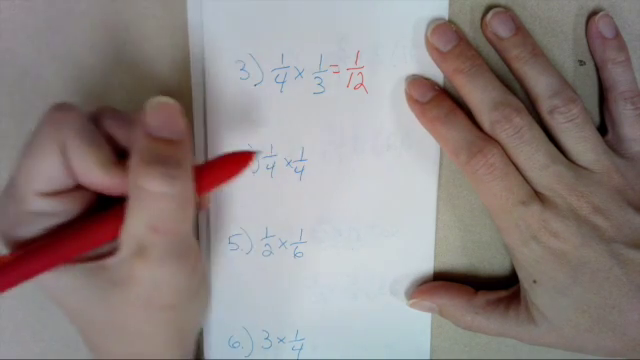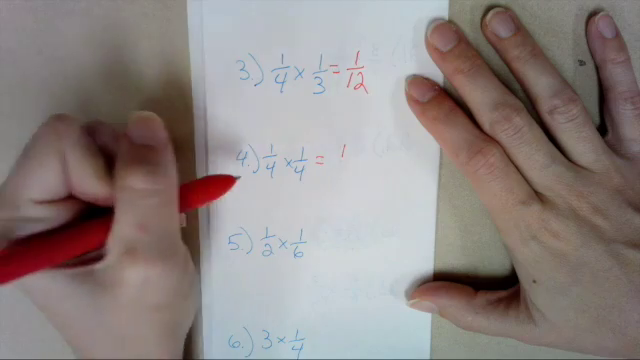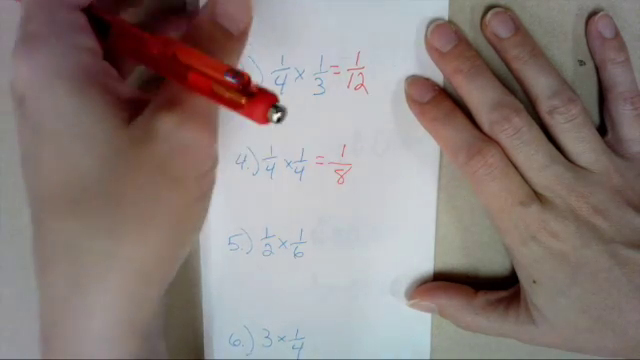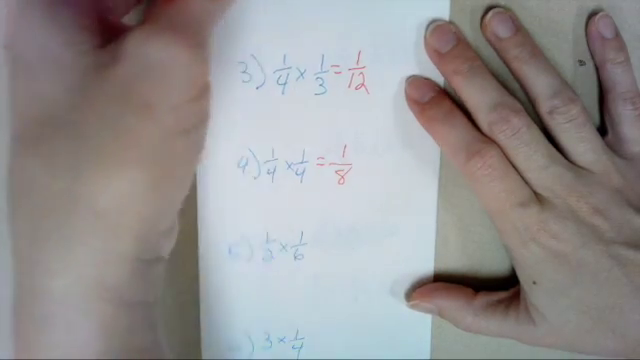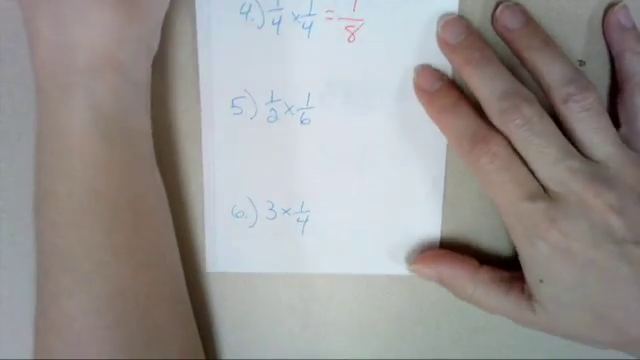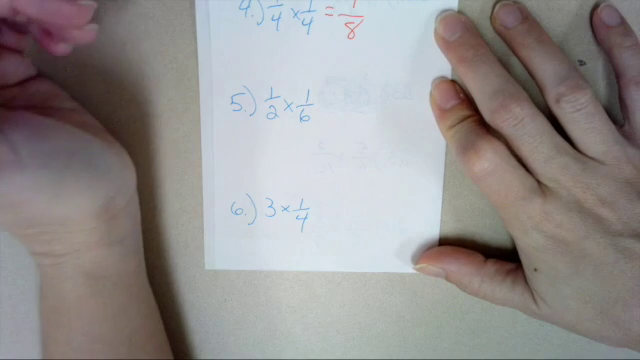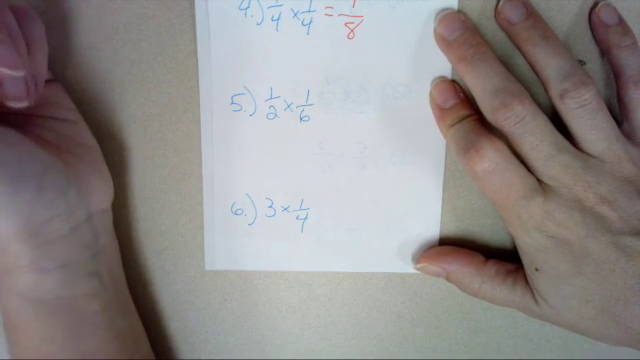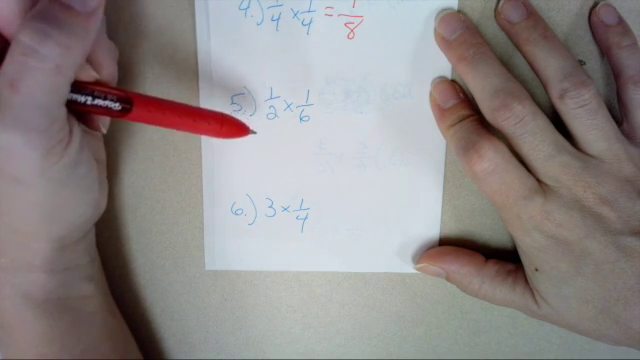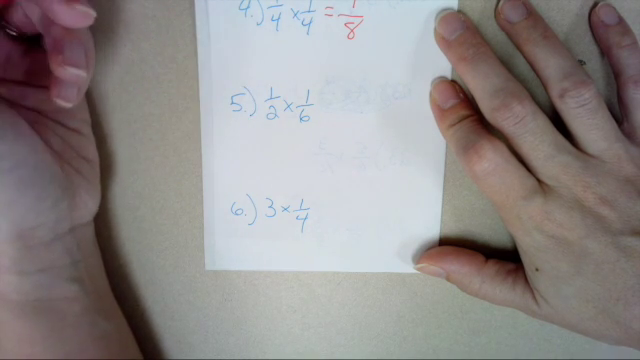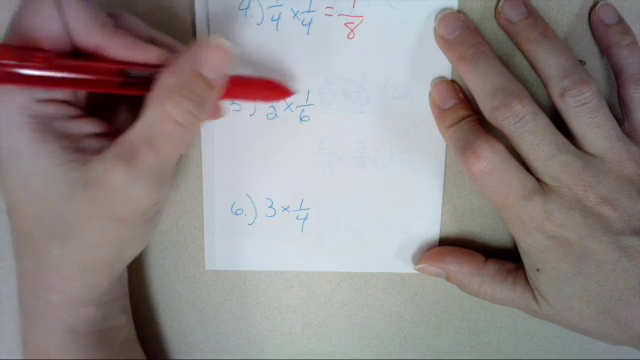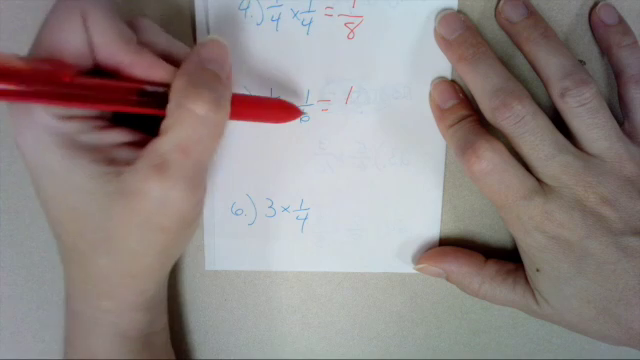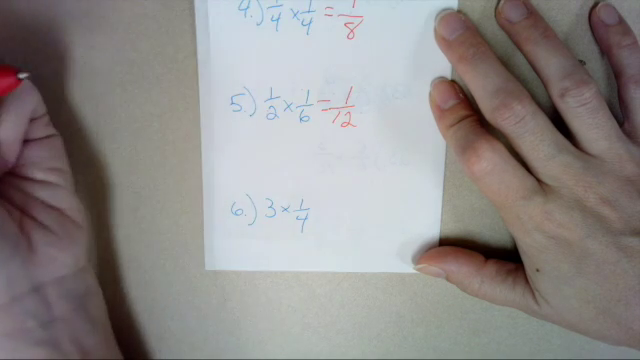1 times 1 is 1. 4 times 4 is 16. Pretty simple stuff. There is no finding a common denominator. You don't do that when you multiply fractions, or when you divide them either. Only adding and subtracting is finding a common denominator. So number 5, 1/2 times 1/6. 1 times 1 is 1. 2 times 6 is 12.